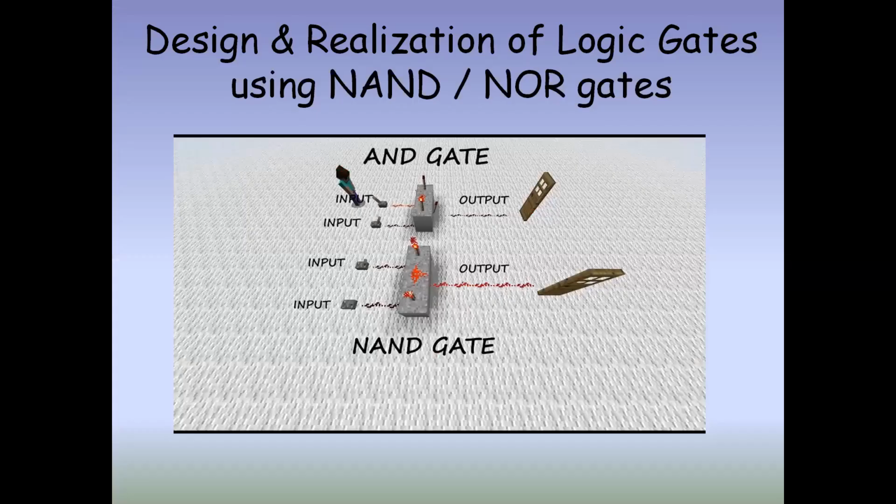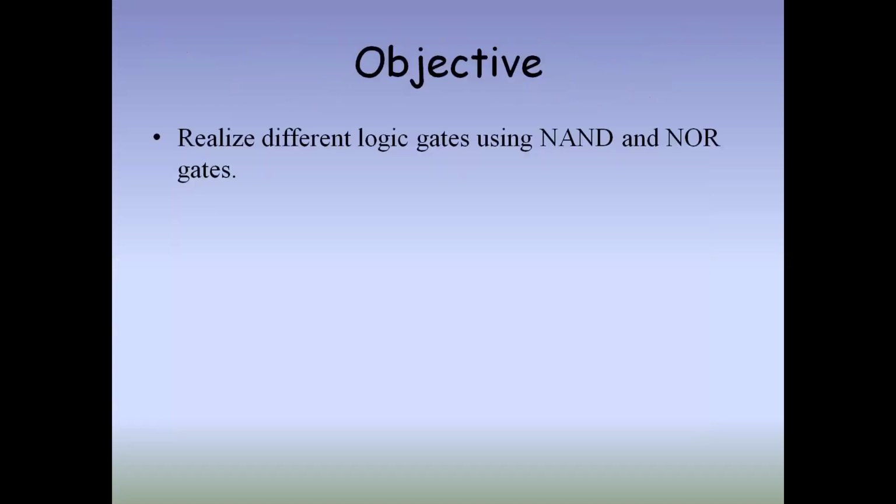The second experiment is realization of logic gates using NAND or NOR gates. NAND or NOR gates are called universal gates. So the main objective of this experiment is to realize different logic gates using NAND and NOR gates.